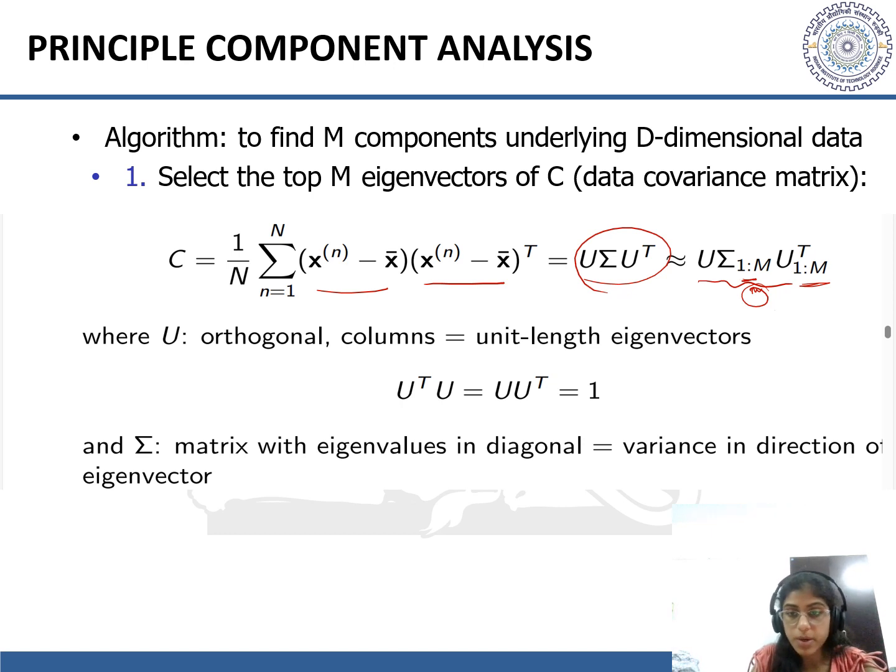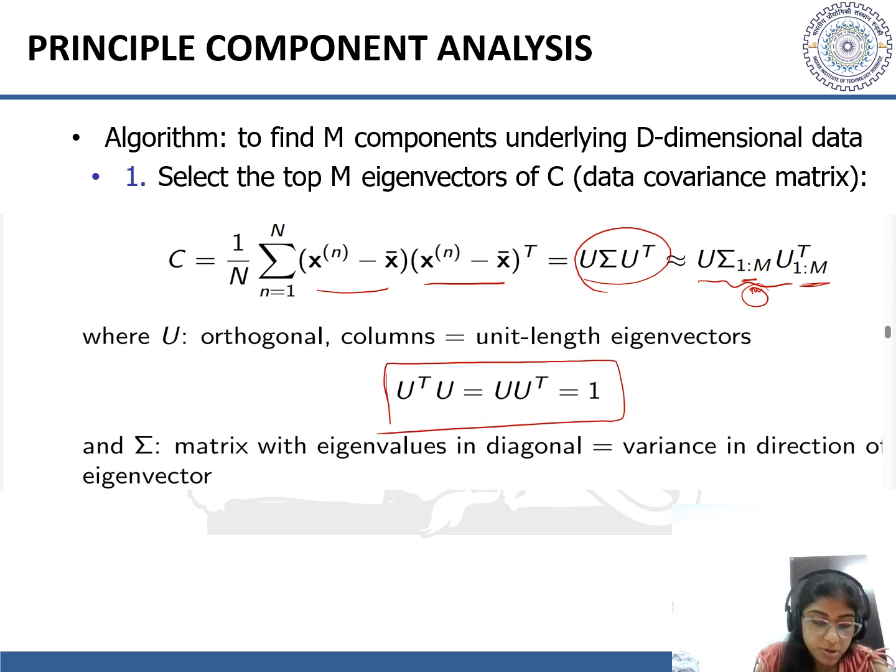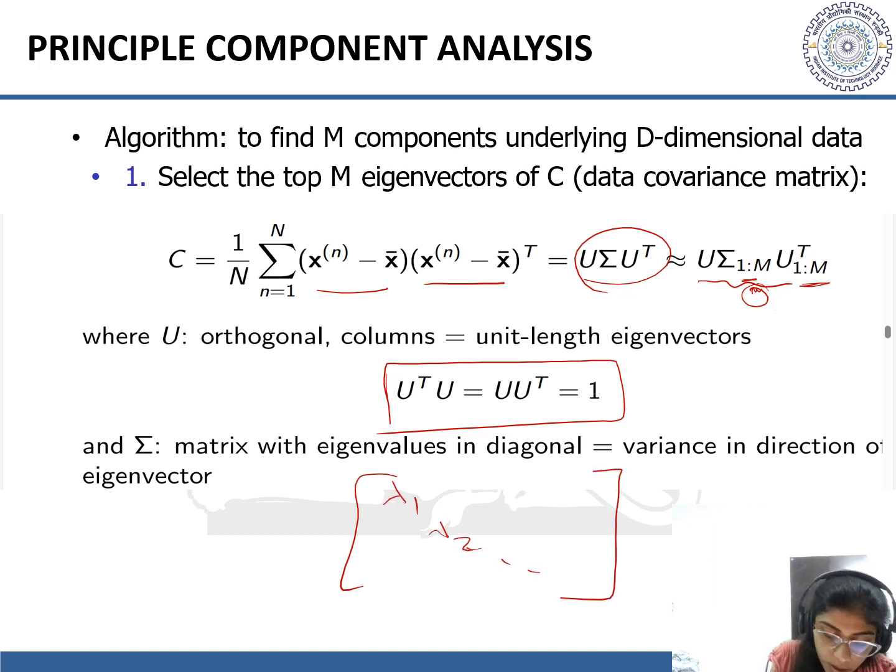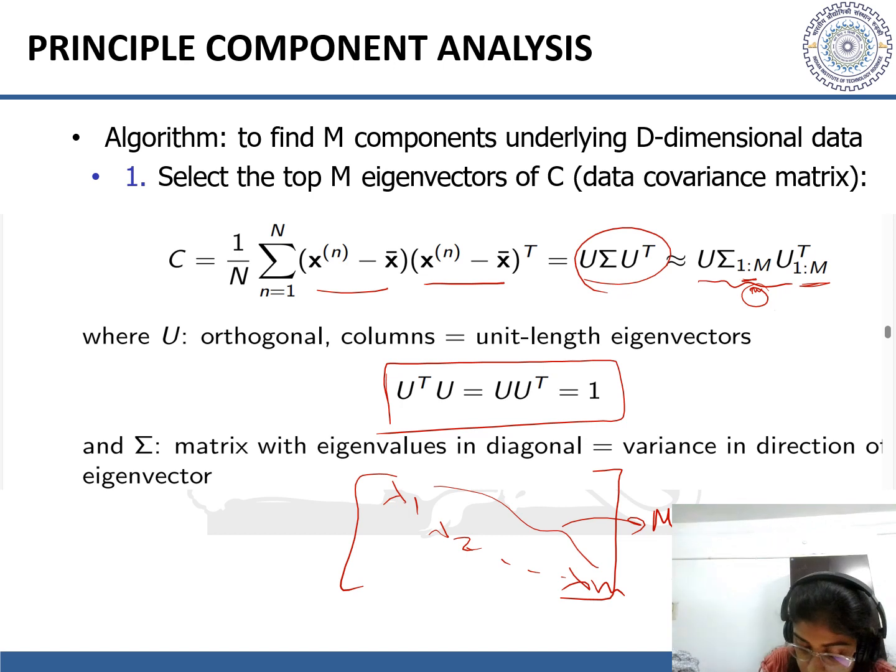Now these are the orthogonal vectors. U and U transpose are orthogonal, so we know that U transpose U is the identity. Sigma is a matrix of the type lambda 1, lambda 2 up to lambda m. These lambda m are the m largest eigenvalues of the covariance matrix.